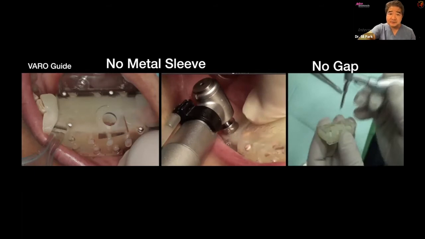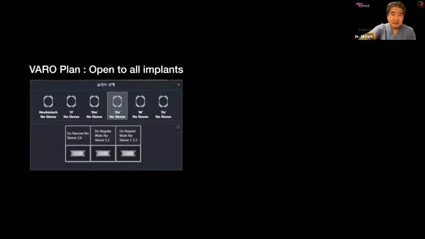So that is a great breakthrough of this VARO guide, to increase accuracy by decreasing the tolerance, the gap between the guide and the drill. That is a great point, right? And also, depending on your region and country, our VARO guide system has an open library, so not only the Neobiotech system, but in the very near future, you can use all other major implant systems too.